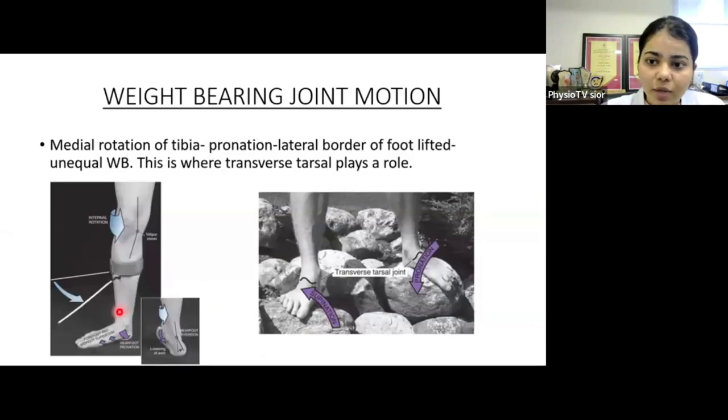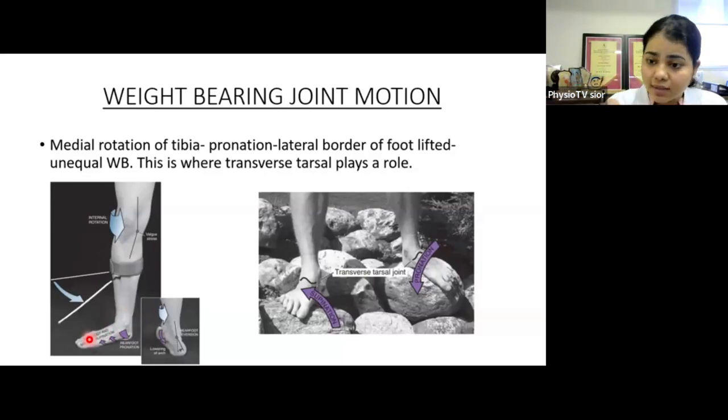So what is happening in this weight-bearing position? Here you see there is a medial rotation of the tibia, which is giving pronation. Now, if this continues without compensation, what is going to happen? The lateral border is going to come off the ground. If I have medial rotation of the leg, my pronation is happening. Now, if that pronation is not supported, what is going to happen? The lateral aspect is going to come off the ground.